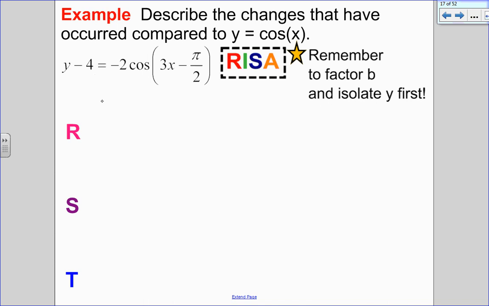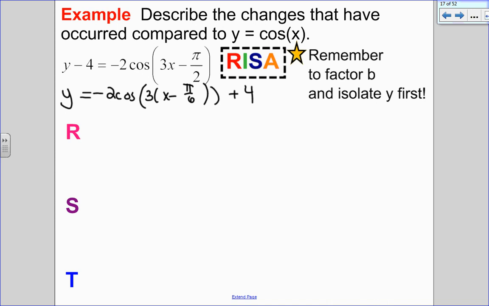So if I add 4 to both sides, I'm going to have negative 2 cos, we'll figure all that out, plus 4. So add 4 to both sides first. Then I'm going to factor 3 from inside my brackets. And I'll end up with that. Okay, so now I can do all of my descriptions.